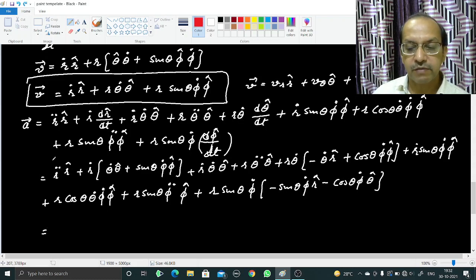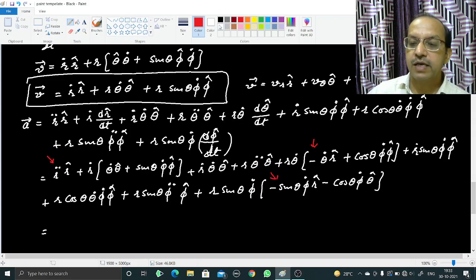So the terms having r cap are these ones. This one has r cap, this one, and this r cap, and this term also has r cap.